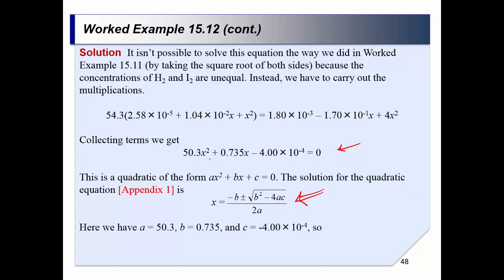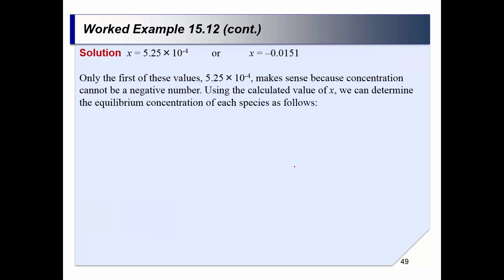So you have to know that your A term goes with your x squared, your B term goes with your x, and your C term is the number all by itself. Plug it into the quadratic formula. Please use your calculator, and know how to use it appropriately. And we get these two values: 5.25 times 10 to the negative 4, and also negative 0.0151. Now this negative value just doesn't make sense, because our concentration isn't going to be negative. So we can only use this value when we calculate our equilibrium values.